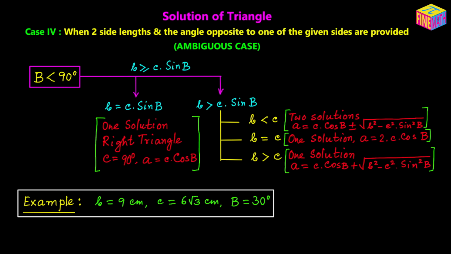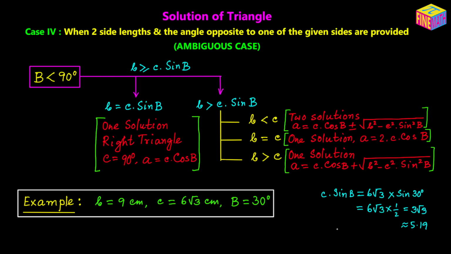and then we want to see if b is equal to c times sine of B or if b is greater than c times sine of B. So let's quickly check that. Now what would be the value of c times sine of B? In this case, c is 6 times square root of 3, times sine of B, that is sine of 30 degrees. So this will be equal to 6 times square root of 3 times 1/2, and that is equal to 3 times square root of 3, which is approximately equal to 5.19.